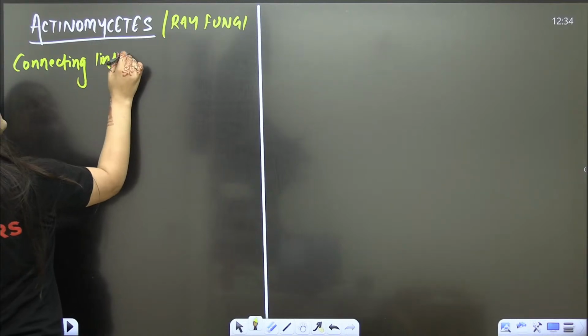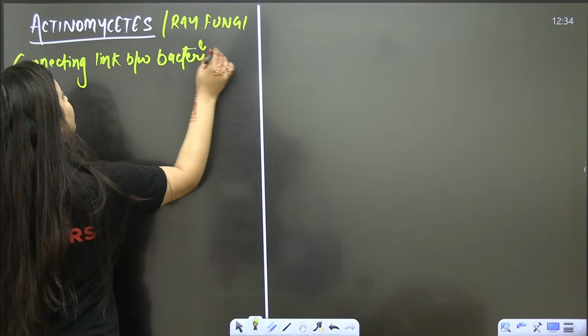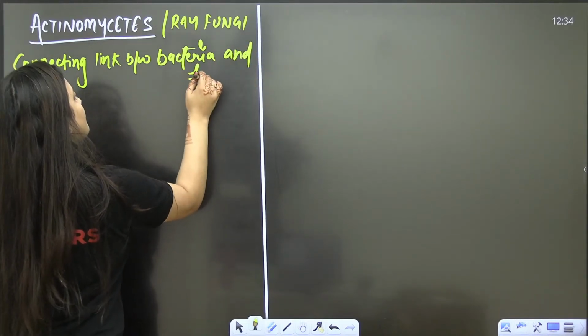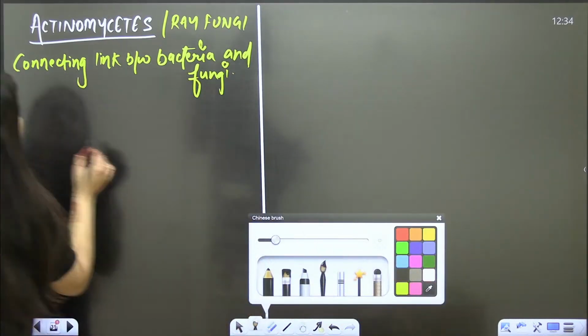Imagine, in bacteria and fungi, there is a connecting link. Actinomycetes is considered as that connecting link. Okay, so it's a group of unicellular.